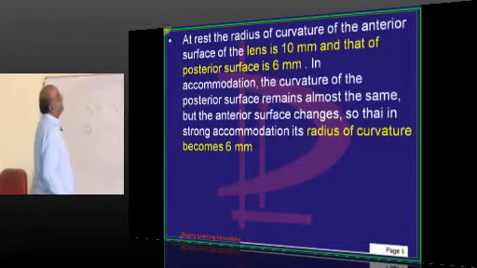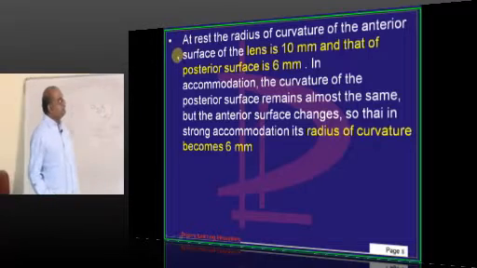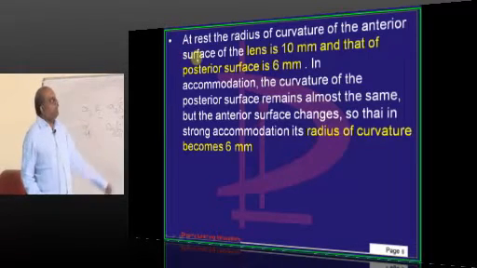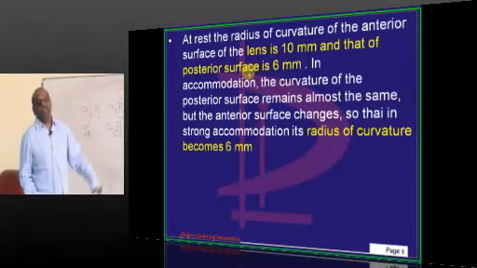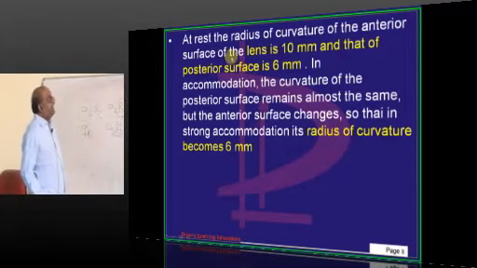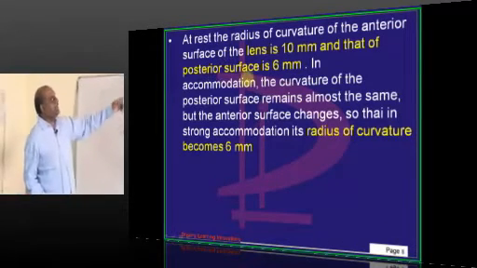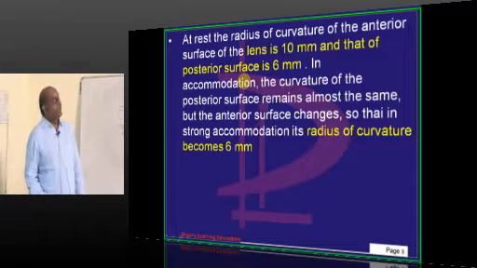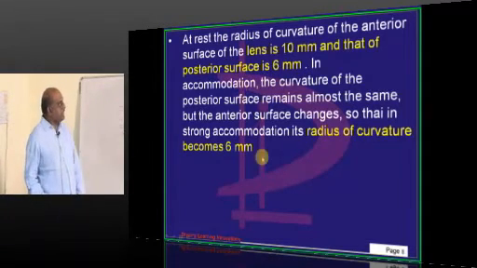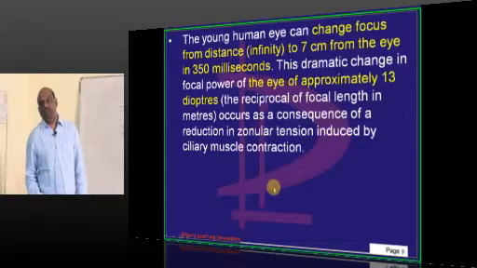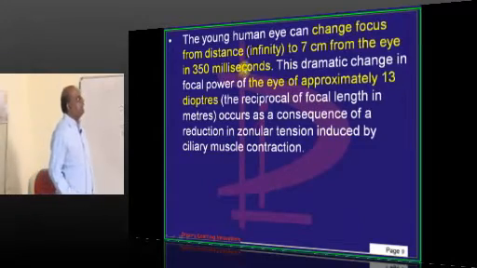Then, what is the radius of curvature of the anterior surface of the lens and that of the posterior surface? It is about 10 mm and that of the posterior surface is about 6 mm is what you need to remember, another important numerical.